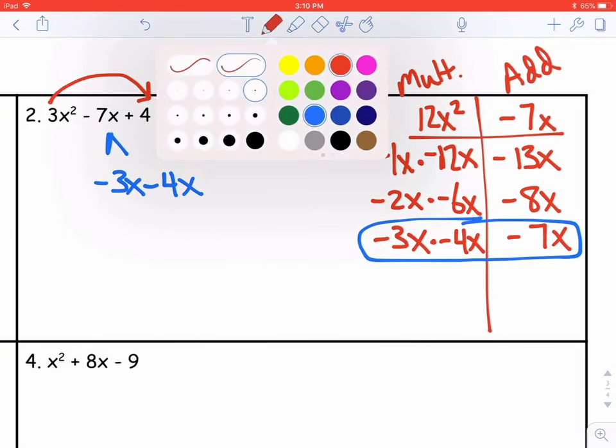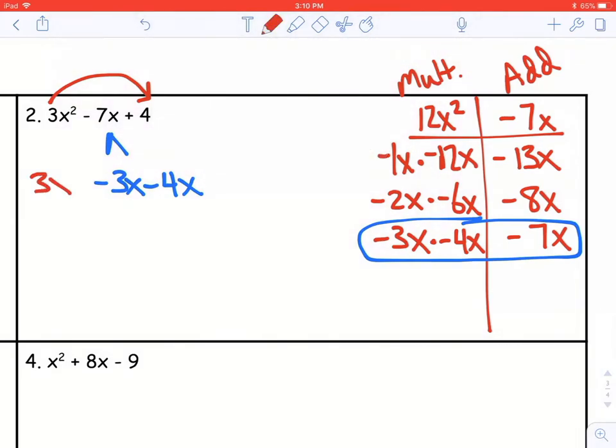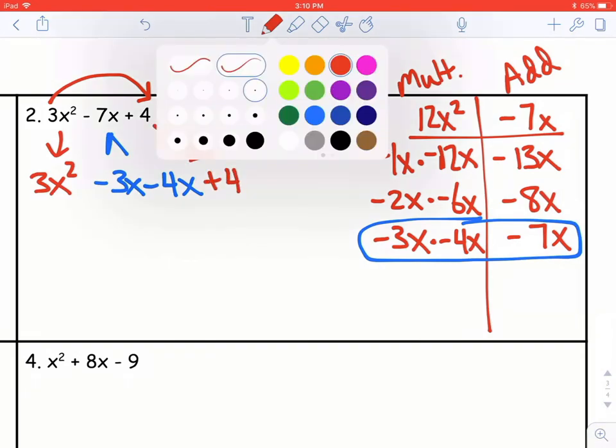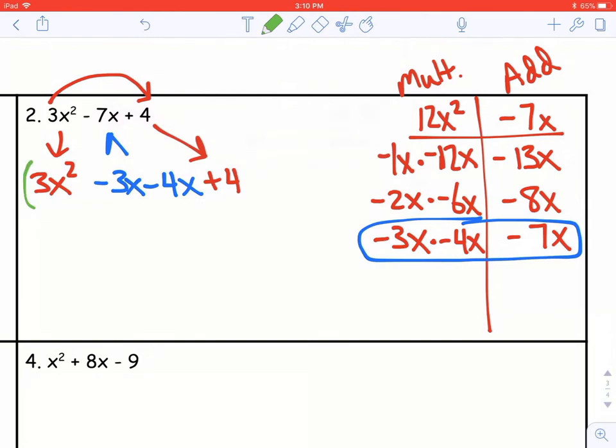Then we can bring down the first term, which is 3x squared, and the last term, which was 4. And from there, we just need to use grouping to finish the problem. So group the first two and the last two. Take out 3x, and we have x minus 1 left over. Then take out that middle sign, like we always do, and a 4. So we'd have x minus 1 left over.